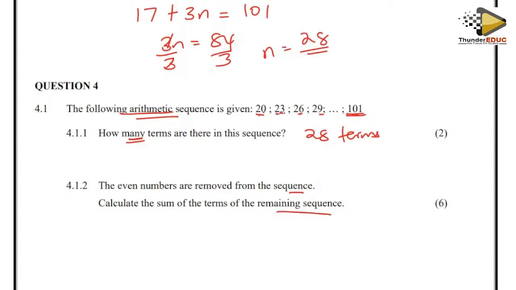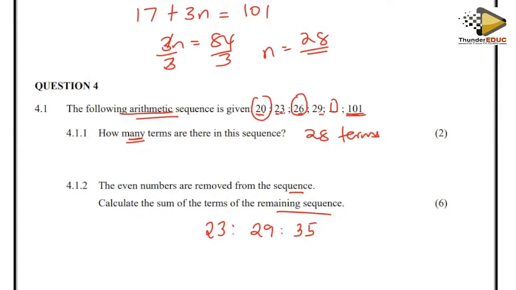So we know that even numbers are those numbers that can be divided by 2 without a remainder. Okay. So as an example, if 20 is removed, if 26 is removed, and then if 32 is removed, and so on. So what are we going to be left with? We're just going to be left with the 23, the 29, and then the 35, and so on and so forth.